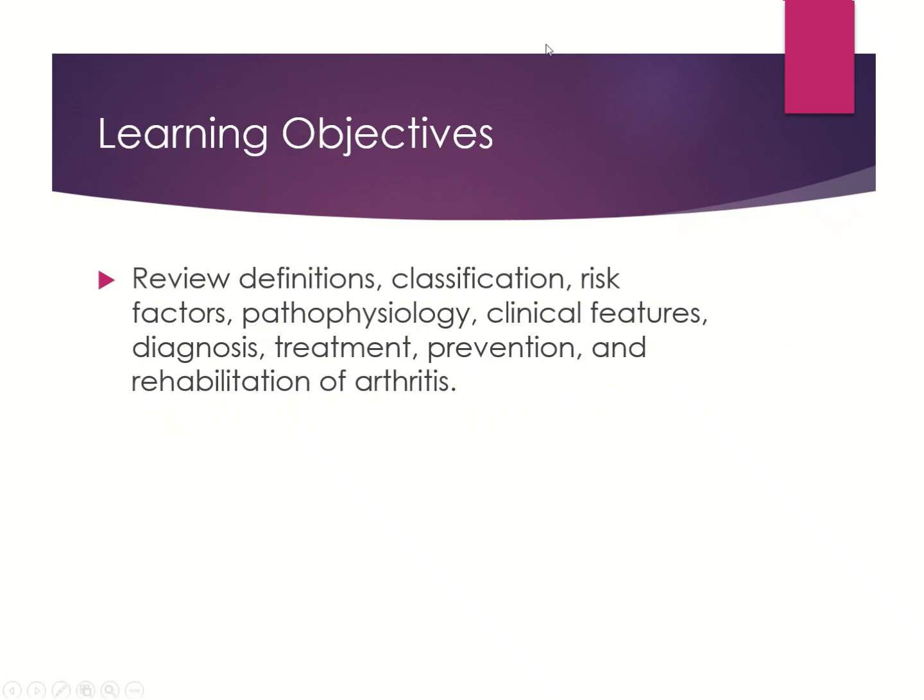To the next slide. What are the learning objectives of arthritis? Why are we learning about this topic today? That we will know in this slide. In this discussion, we will review definitions. We understand what arthritis is, and then we go to the classification. We see what types of arthritis happen, and what are the risk factors, meaning because of which reasons this disease can occur in patients.